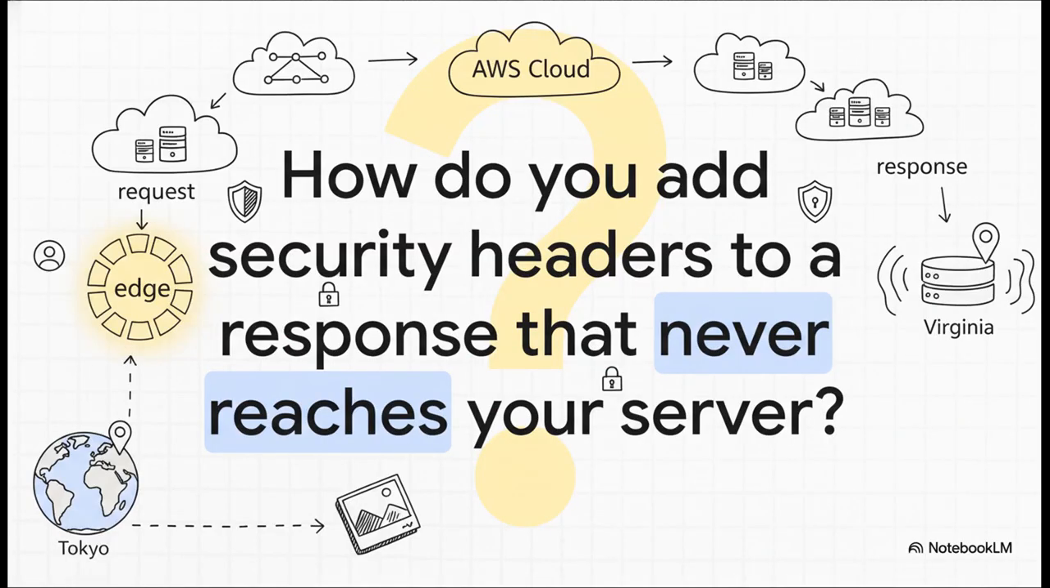Picture this. You need to add security headers to every single thing your site sends out. But what about the stuff that's cached? Like an image that gets served to someone in Tokyo directly from a server in Tokyo. Your main server, maybe all the way over in Virginia, never even sees the request. So how on earth do you modify a response your server never touches?